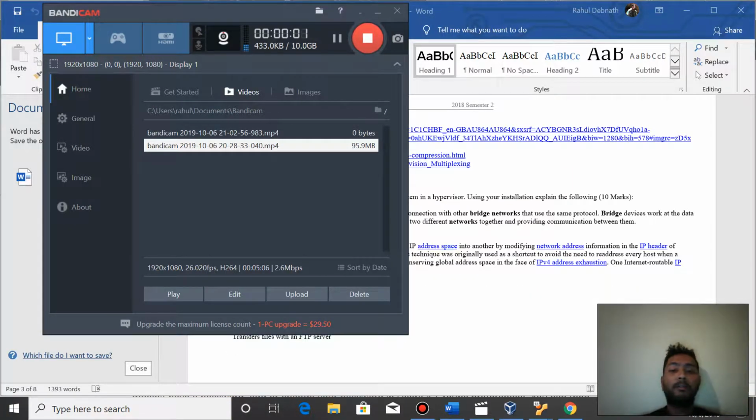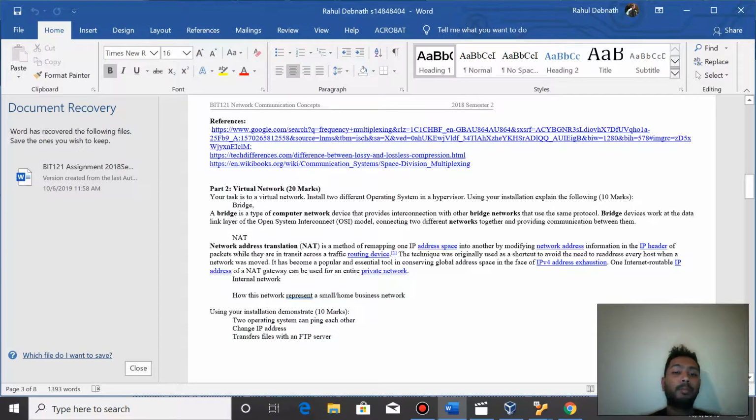Hi, so I'm back for part two. My part two is to install two different operating systems using a hypervisor, which I'll be using is VirtualBox, a free open source software.